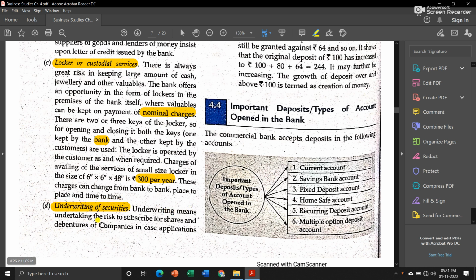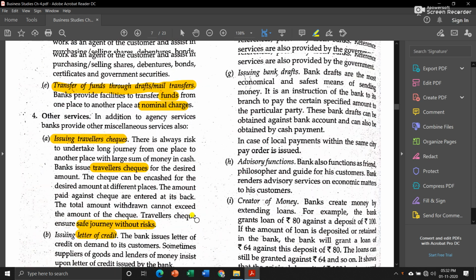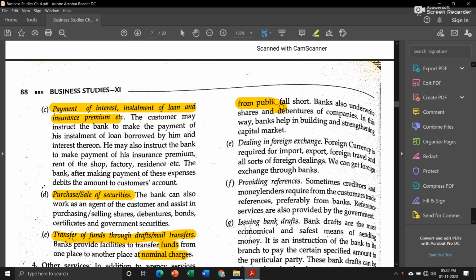Underwriting means, suppose a company wants to issue 2000 shares, but they have received applications for only 1000 shares, then the remaining 1000 shares will be subscribed by the bank which has become the underwriter. Underwriting means undertaking the risk to subscribe for shares and debentures of companies in case applications from the public fall short. Banks also underwrite shares and debentures of companies. In this way, banks help in building and strengthening the capital market.